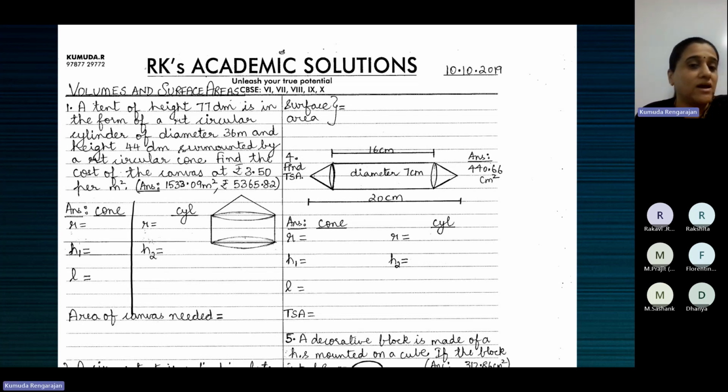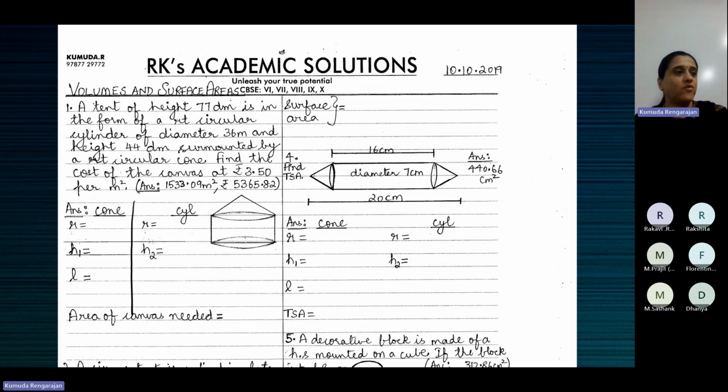The tent is in the form of a right circular cylinder of diameter 36 meters and height 44 decimeter. So is the height the height of the cylinder or the height of the cone? Cylinder, ma'am, because it's given right circular cylinder of diameter 36 meters and height. So it is the diameter of the cylinder and the height of the cylinder.